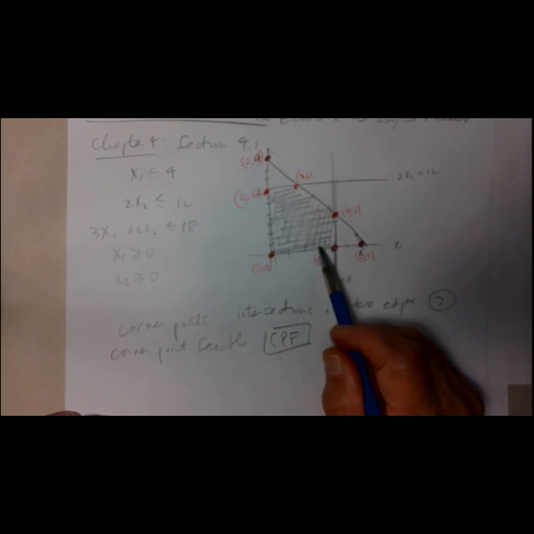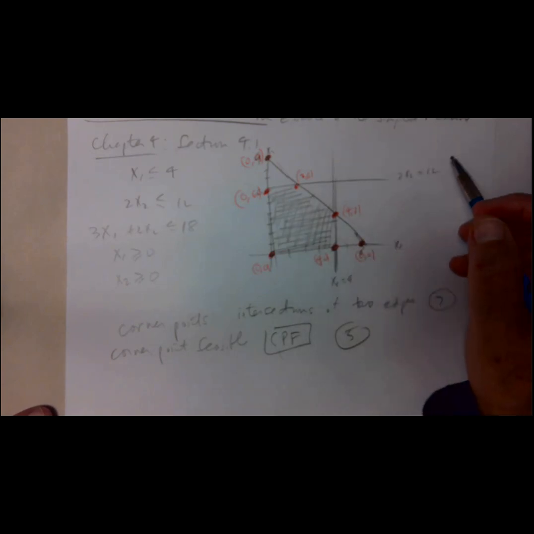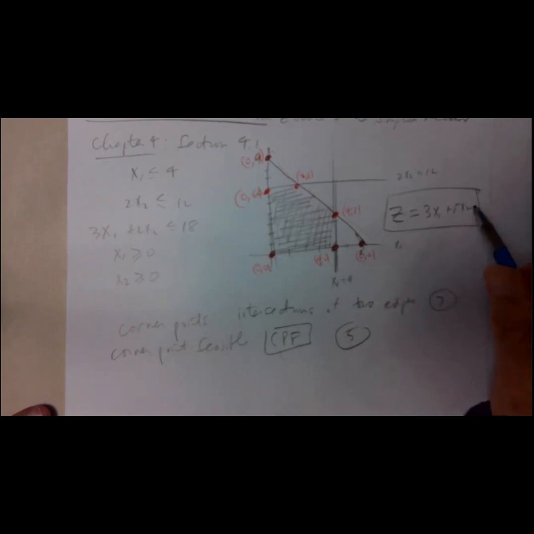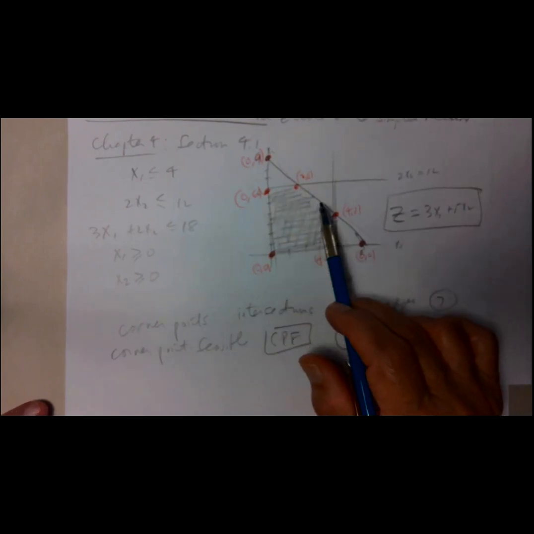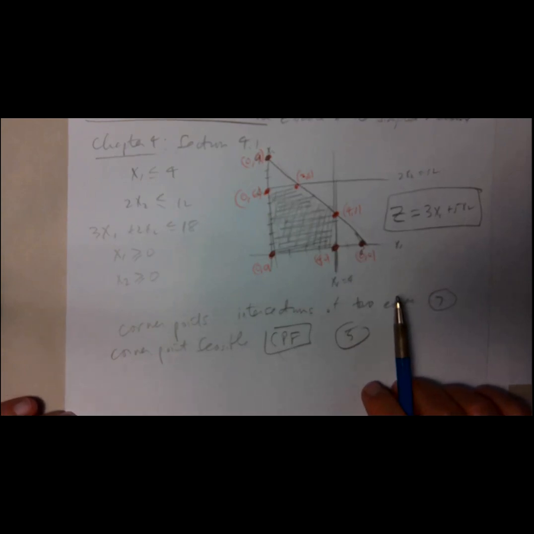Now, in the simplex method, you're trying to find the point in the feasible region where the objective function takes its maximum value. So our objective function for this problem is z equals 3x1 plus 5x2. And the feasible region, this whole region in the plane, has infinitely many points in it. You can't check infinitely many points. You only have a finite amount of time.